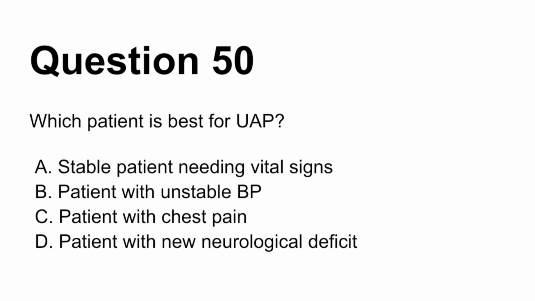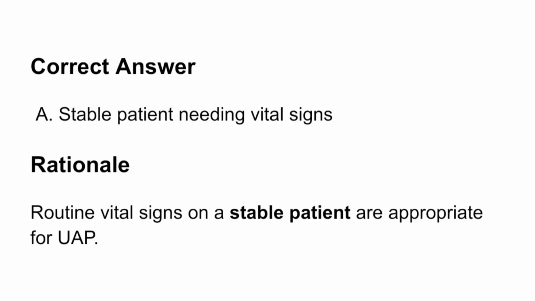Question 50. Which patient is best for UAP? A. Stable patient needing vital signs. B. Patient with unstable BP. C. Patient with chest pain. D. Patient with new neurological deficit. Correct answer: A. Stable patient needing vital signs. Rationale: Routine vital signs on a stable patient are appropriate for UAP.